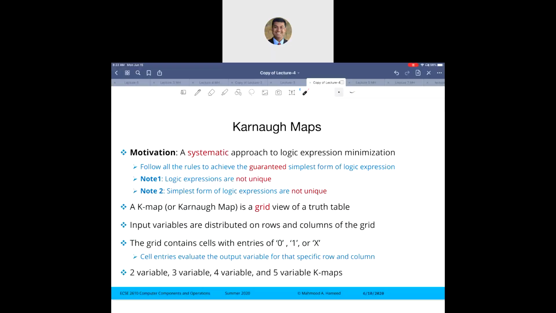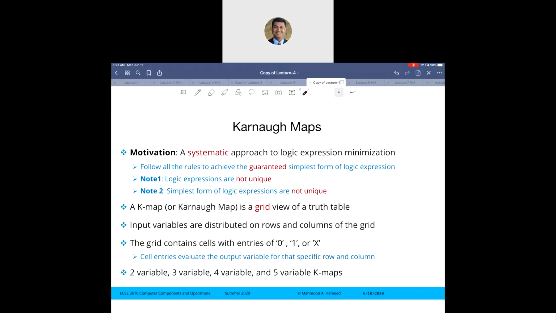In the previous lecture, we were talking about general schemes we could have to simplify a logic expression. So we talked about a few rationales. We said we may want to reduce the number of literals. We may want to reduce the number of transistors. We may want to reduce the number of logic gates.